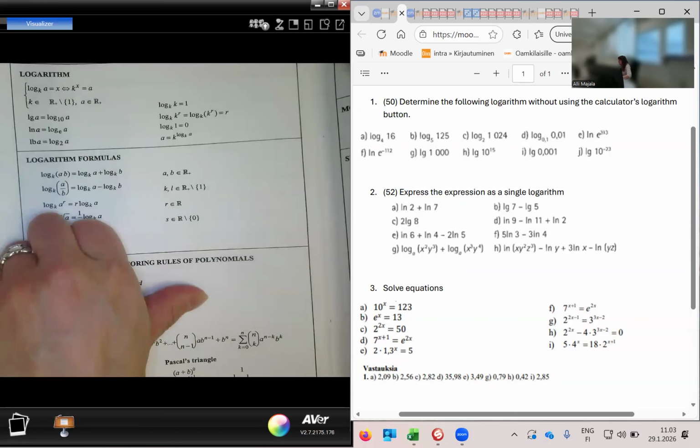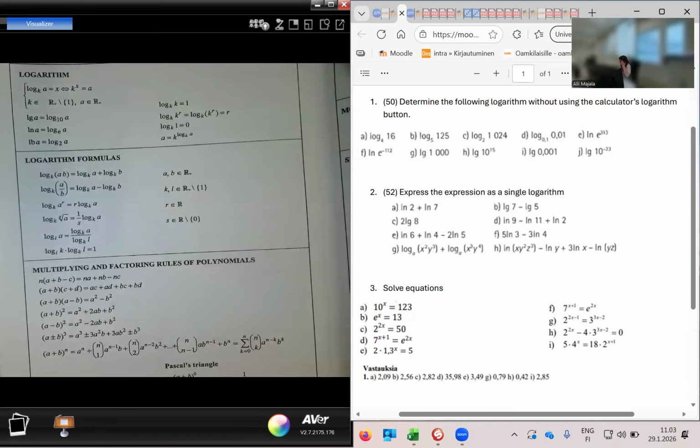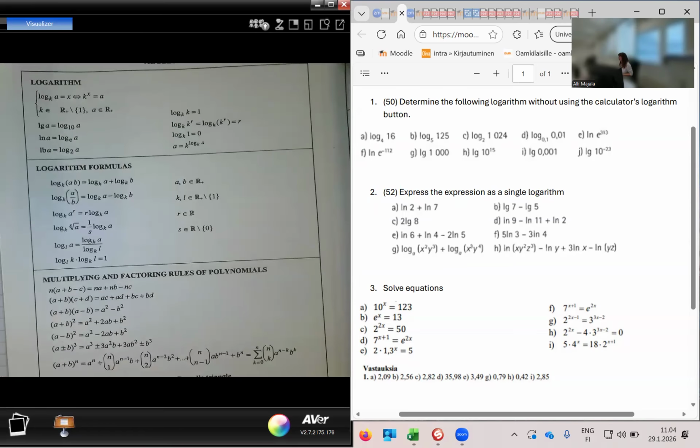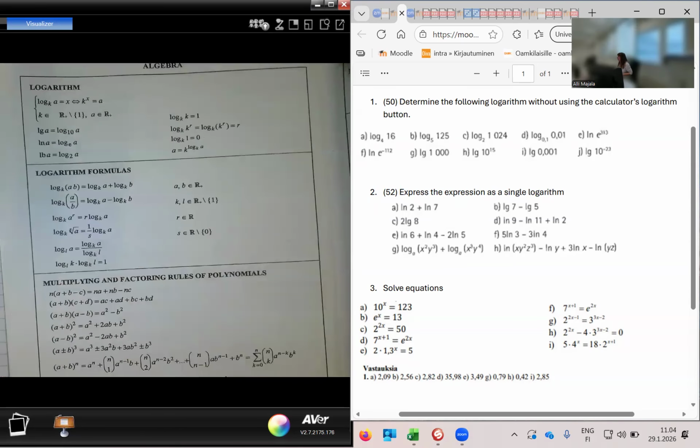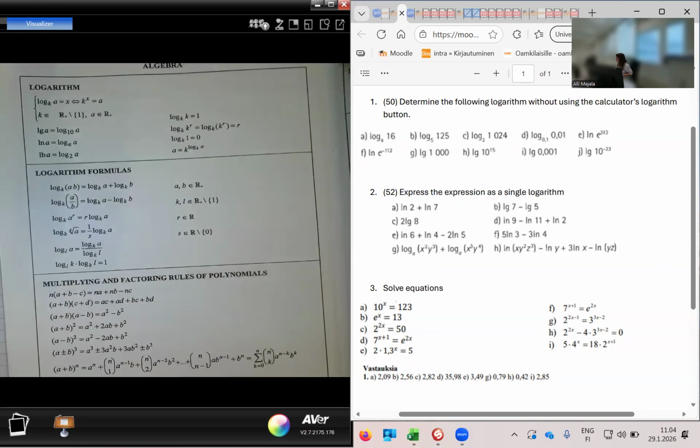But we need two base numbers. Yeah, it is the e's, I think, for the exponential modeling, and the base 10 is then for the acidity and the sound intensity, and the Moody diagram, and the Richter scale.